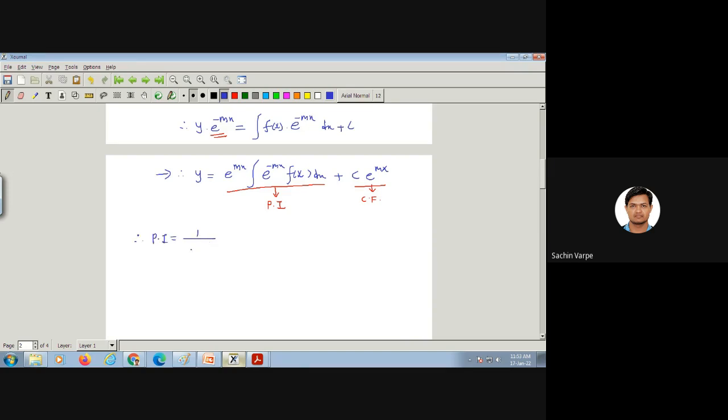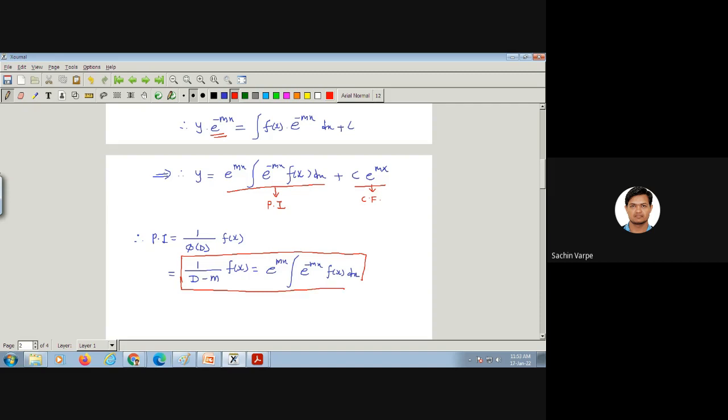equal to 1/phi of D f of x. What is phi of D? Phi of D in its factored form is D minus m, into f of x. So this is the formula of particular integral, and we are getting it with the help of this, that is equal to e to the power plus mx integration of e to the power minus mx f of x dx. Is this clear to everyone? Everyone, please do reply. This is the formula of particular integral by general method.